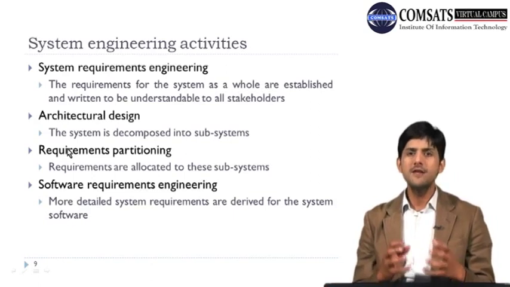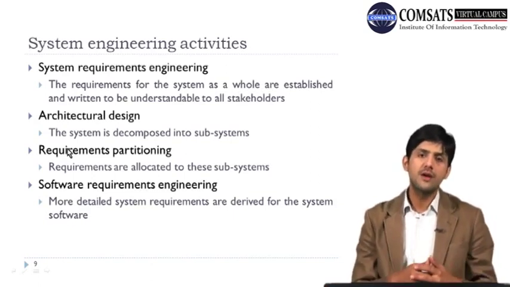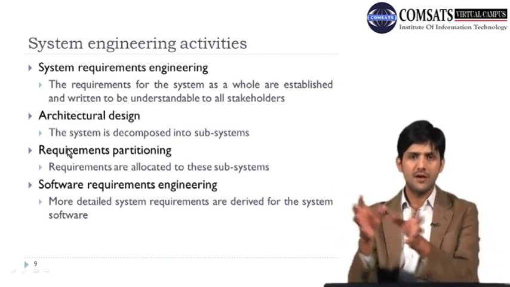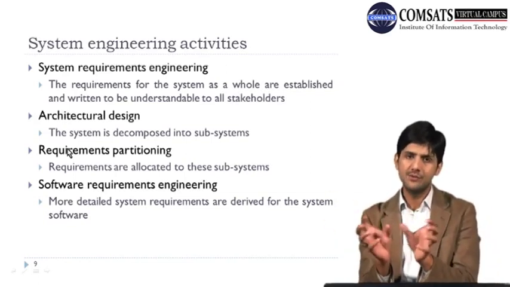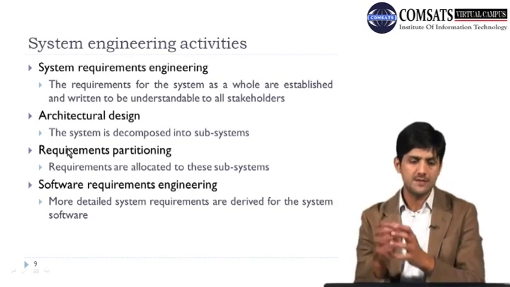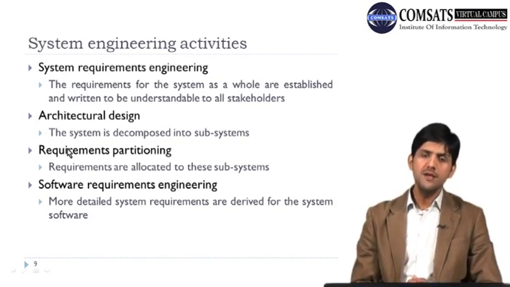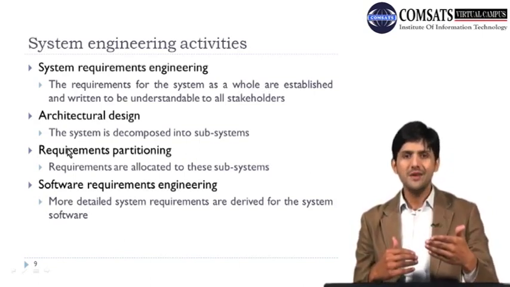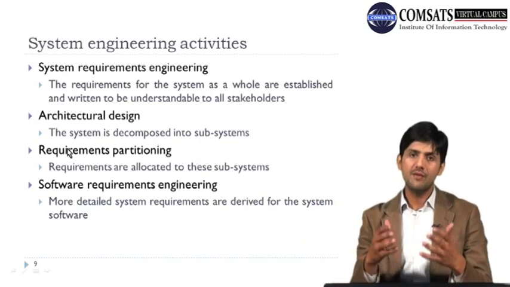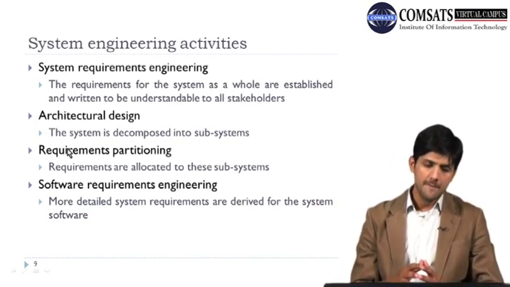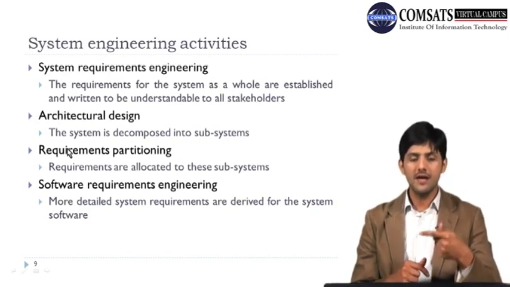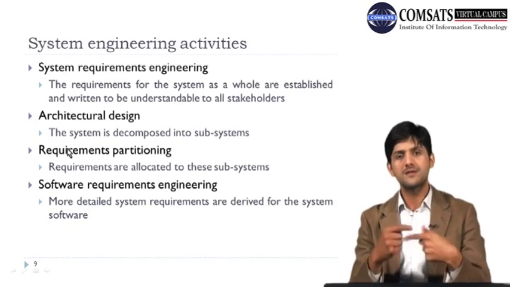So a very crude and simple architecture diagram is what we tried to draw in our last slide, which basically has different subsystems. We had a hardware portion, then we have a couple of software modules. So we decompose our overall system into different subsystems. And then we said requirement partitioning, where we try to allocate requirements to those different subsystems that we have identified in our architectural design. And in software requirement engineering, we put more detail into system requirements, and we try to derive software requirements from those system requirements.